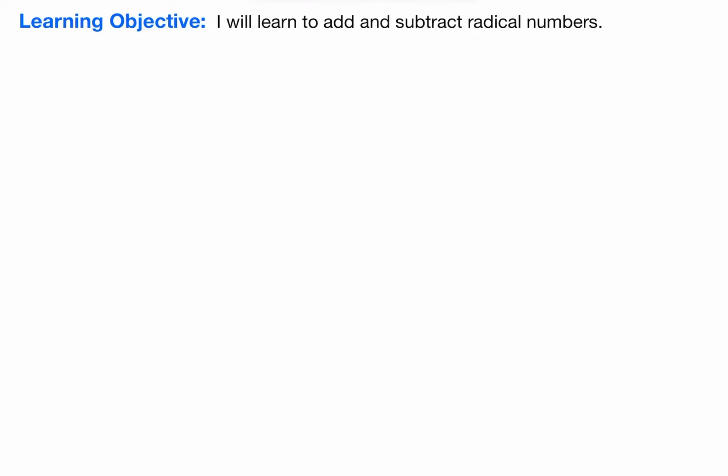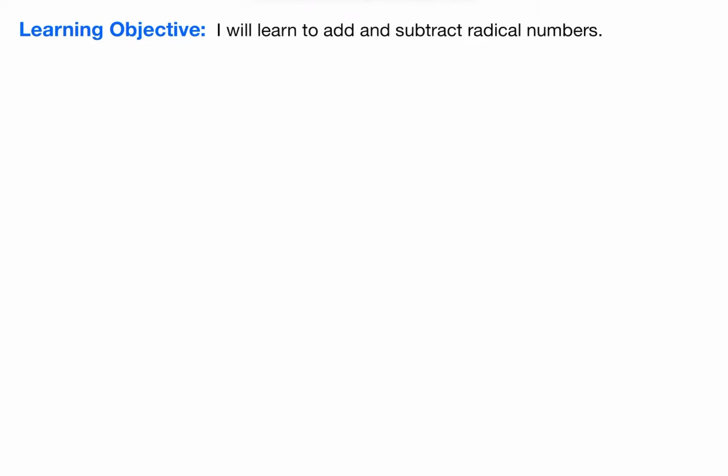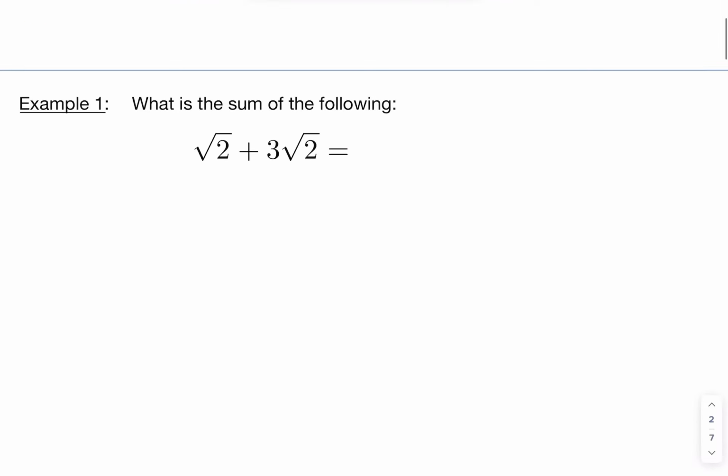Okay, class, in this lesson, you are going to learn to add and subtract radical numbers. So let's go ahead and get started with the first example. Here we are looking to find the sum of the square root of 2 plus 3 square root of 2.